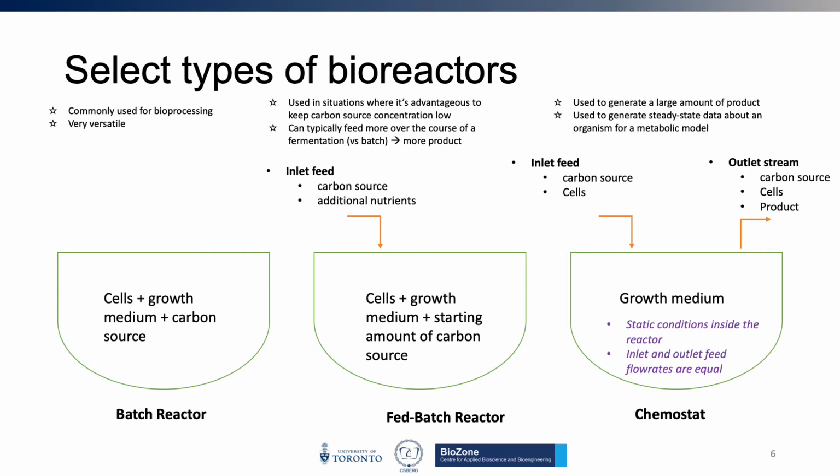Chemostats are used to generate a large amount of product, and they're also used to generate steady state data about an organism for a metabolic model, which is basically a model about all the reactions that we know happen within the organism.